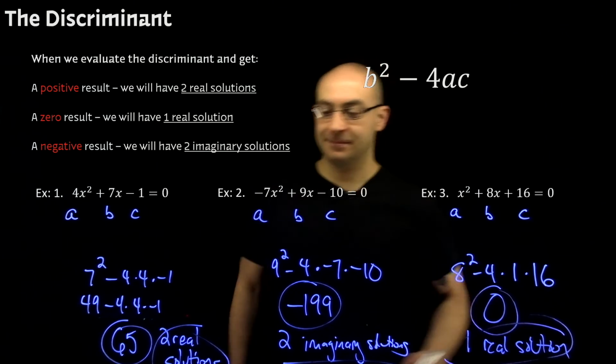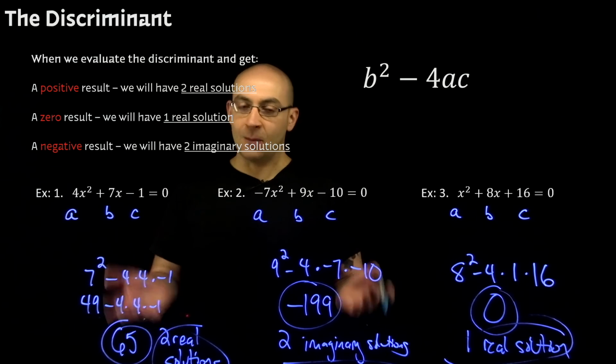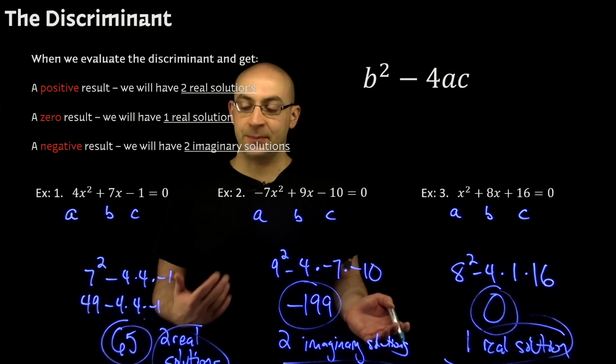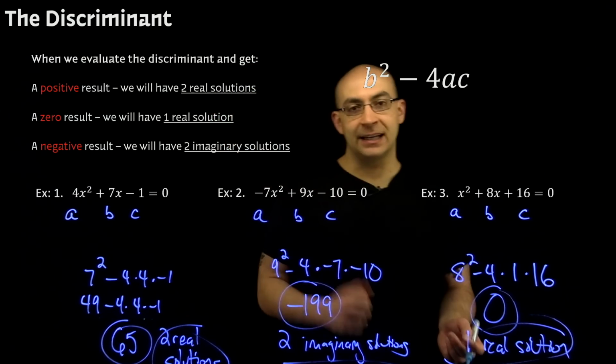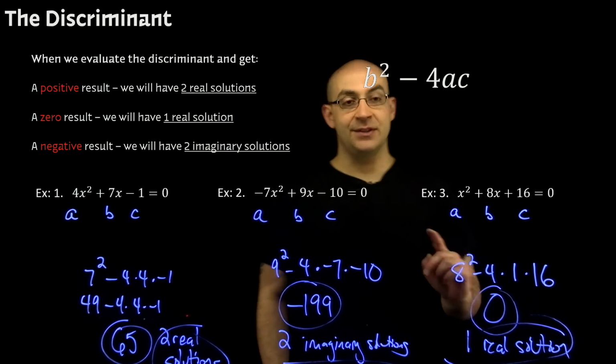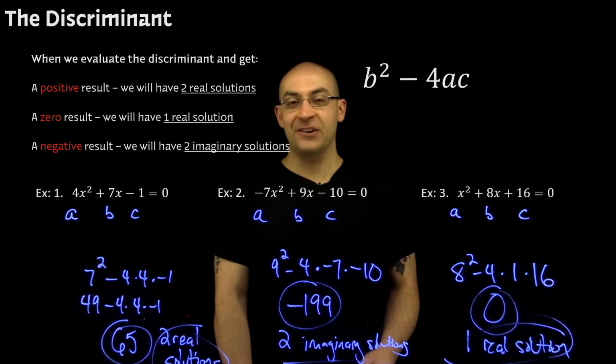So we've got our solutions. Hopefully you understand the discriminant. It's actually pretty simple. If you get a positive result, you have to have 2 real solutions. A negative result is 2 imaginary solutions, and 0 is 1 real solution. There are no other options.